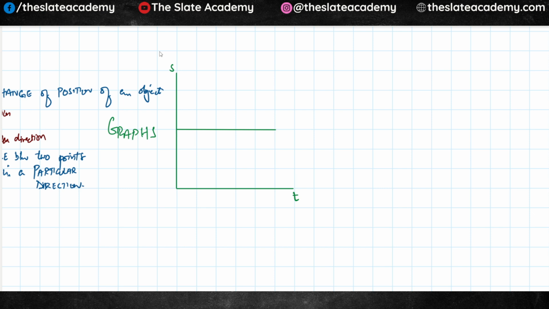This is a displacement time graph. What's the difference between a displacement time graph and a speed time graph? In a displacement time graph, we measure displacement against time. In a speed time graph, we measure speed against time. So for this one, what's your comment about the motion of object A? Object A is stationary. Good, sir.